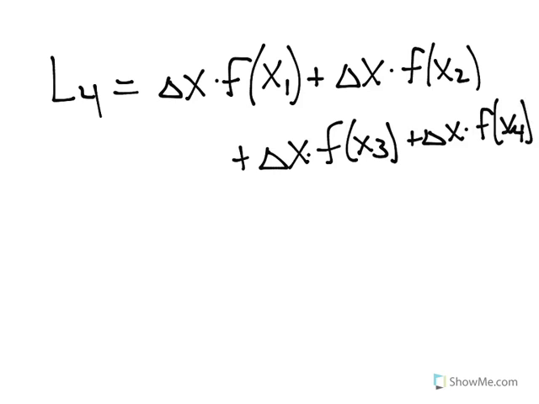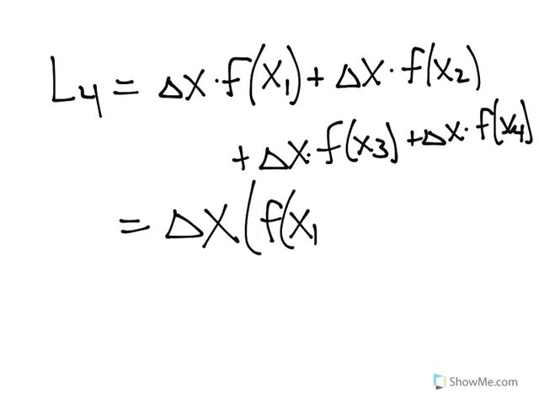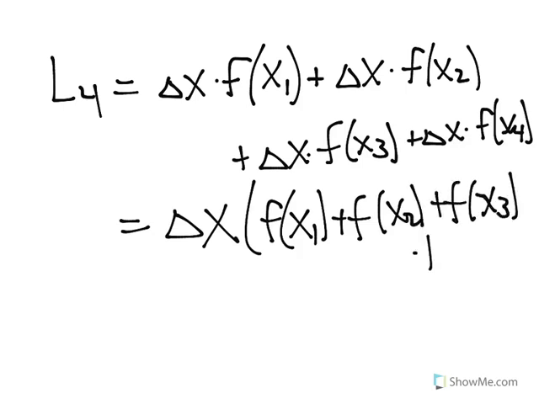Now, you might notice something pretty quickly here: I didn't have to write delta x 4 different times. I could have also just written this as delta x times, and then put parentheses, factored that delta x out. So then I have f of x1 plus f of x2 plus f of x3 plus f of x4. And I could write it like that as well.